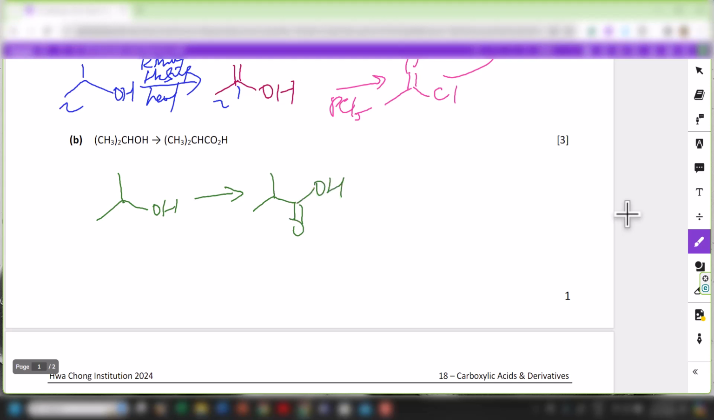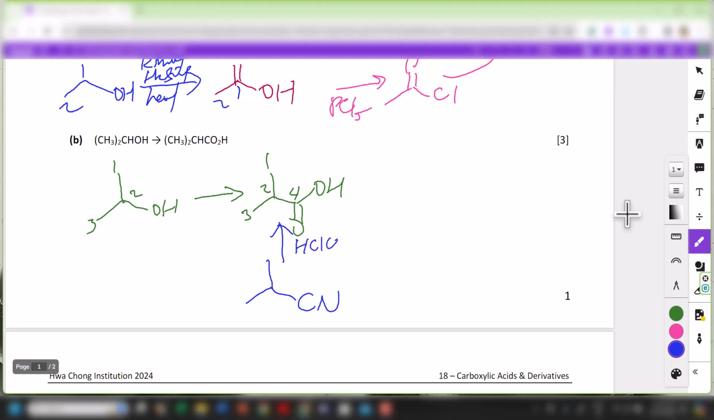This shouldn't be too difficult, because at the end of the day, you'll notice that the number of carbon increases by 1. I think all of us are quite familiar that in order to increase the carbon by 1, one of the key strategies is to add a cyanide. Before the cyanide can become the carboxylic acid, you need to hydrolyze it. Normally for the hydrolysis, you just use a mineral acid and then heat. The byproduct is ammonium in this case.